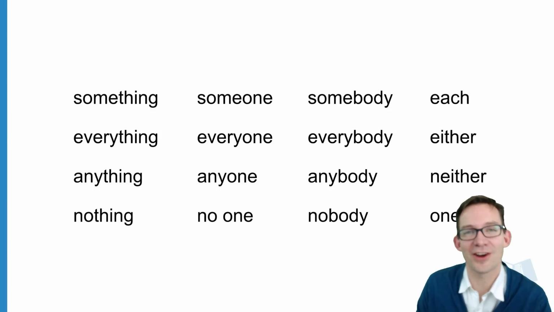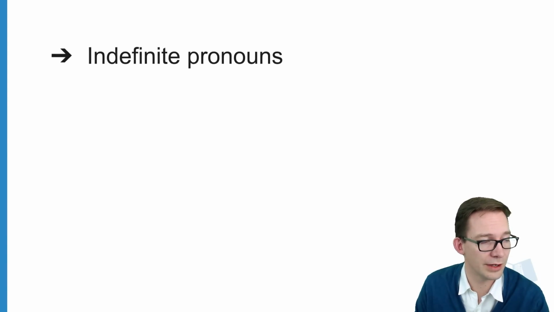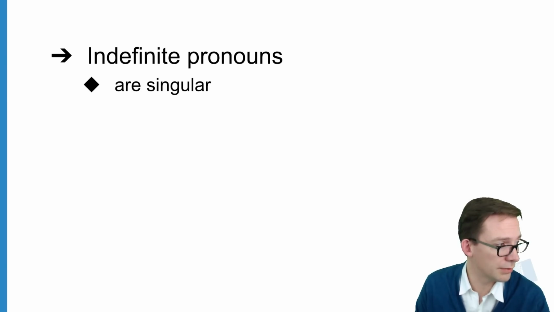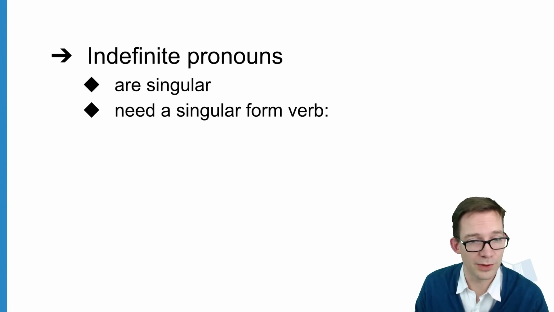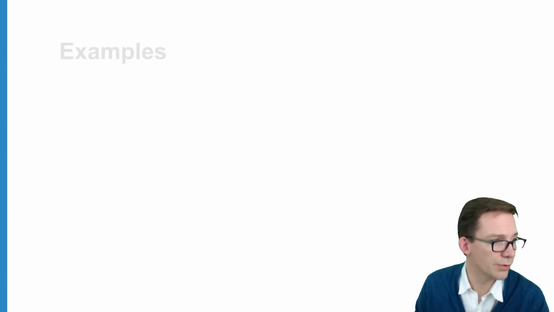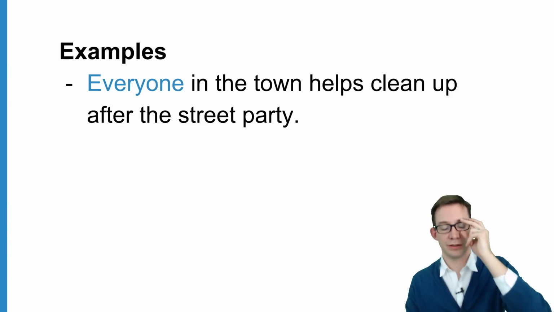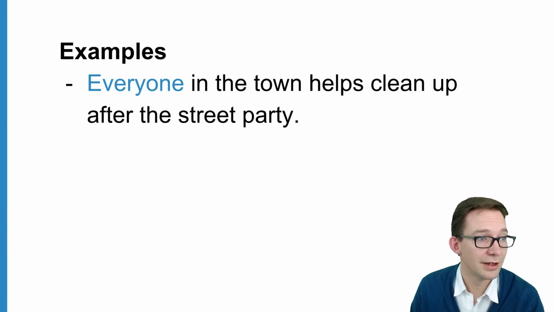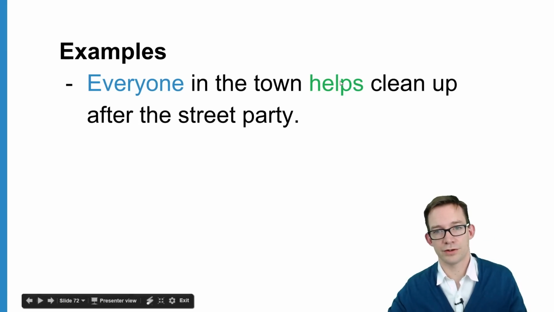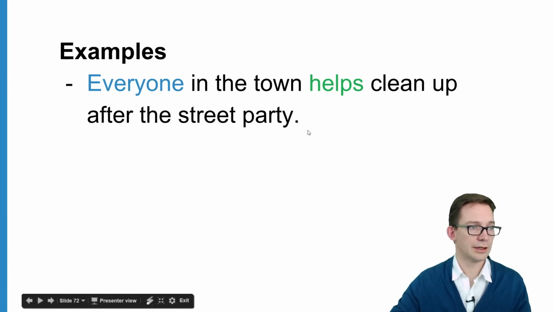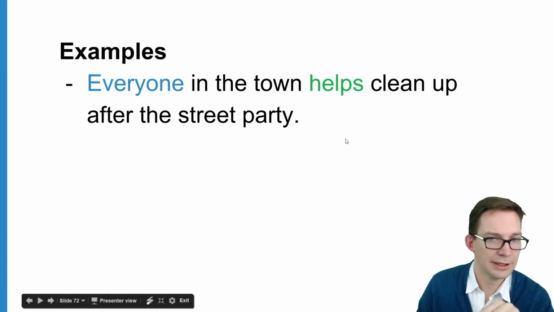All right, so these words are singular, guys, okay? Indefinite pronouns are singular, and that's where a lot of students make mistakes, and that's why I tried to trick you last week, right? They need a singular form verb. So this sentence: everyone in the town helps clean up after the street party. So everyone is your subject, right? It's singular. Helps, there's your verb, and you need the S because everyone is third person singular, okay? Everyone in the town helps clean up.